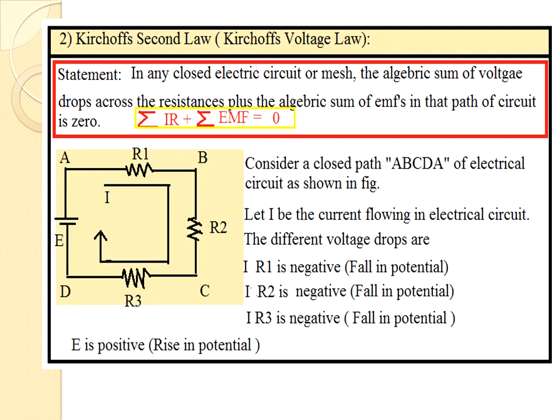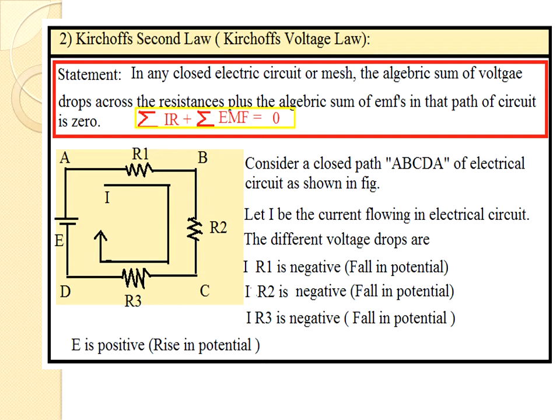Second law, Kirchhoff's second law or Kirchhoff's voltage law. First the statement: in any closed electric circuit or mesh, the algebraic sum of voltage drops across the resistances plus the algebraic sum of EMFs in that path of the circuit is 0. This is the statement, only thing you have to practice.